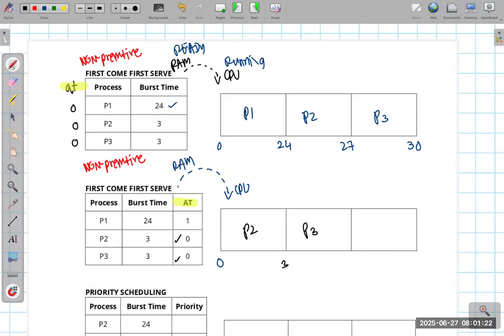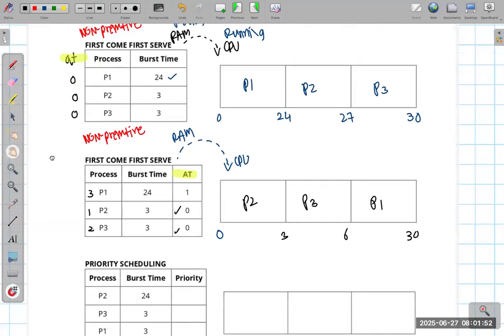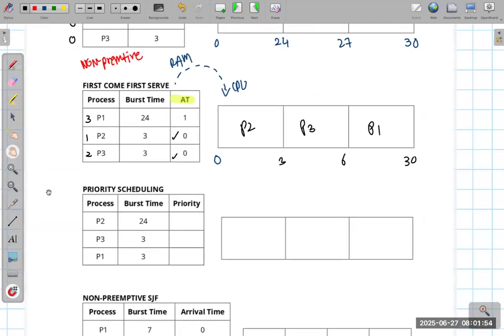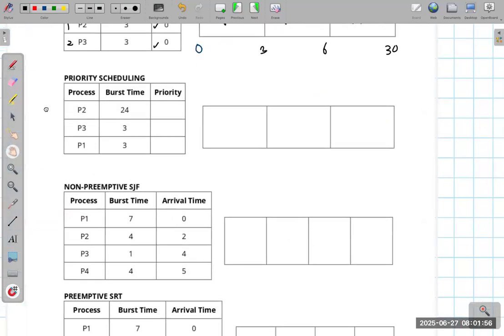First come, first served. He came first, second, and third. The order only matters. So it's P3. You will be giving it again 3, so it will become 6. Next P1, 24, that is also 30. Did you get the concept? First come, first serve. So whoever the process comes in first will be taken by the CPU first.